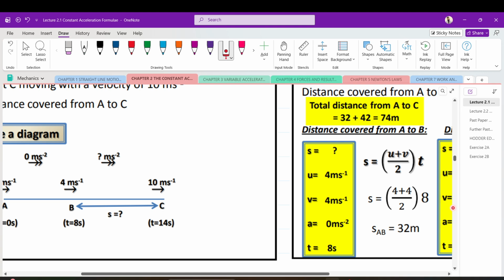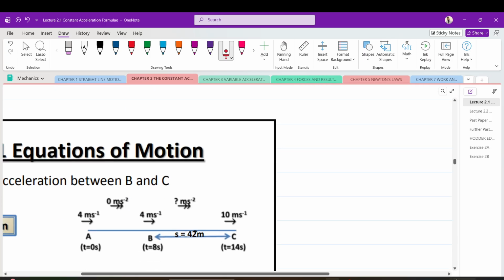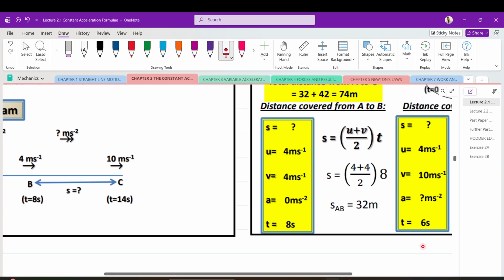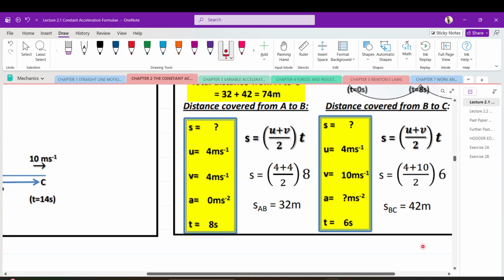Now I need to calculate the distance between B and C. I know the initial velocity, I know the final velocity, I don't know what the acceleration is, so I'm going to cross that out, and I know the time as well. So this is what I know for this situation. I need to find the displacement, so this a can be crossed out. Now, if we look for which equation is most suitable in this case, that will be s = (u + v)/2 times t. Plug in the values, you can find the distance. Now you add them up, so that will give us 74 meters.